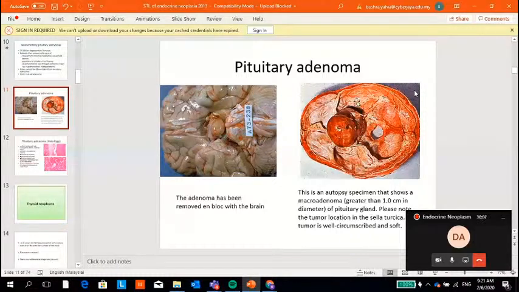Also look here, this is the skull, and this is a very big macroadenoma. This was an incidental finding in the autopsy, because it did not secrete hormones, so there was no manifestation. The adenoma grows until it gives visual and compression symptoms.